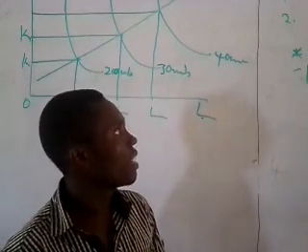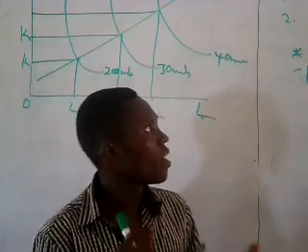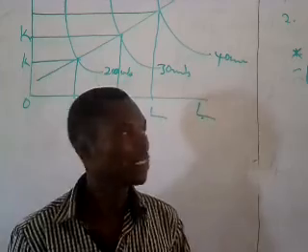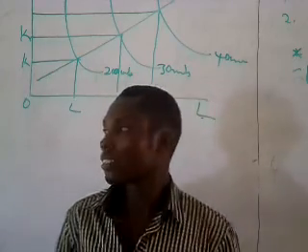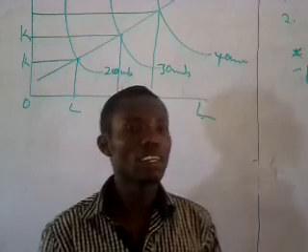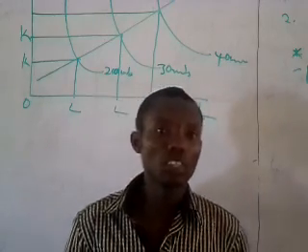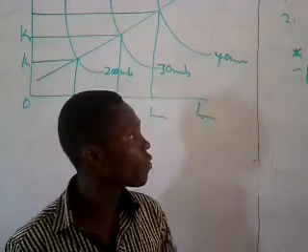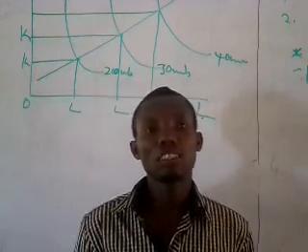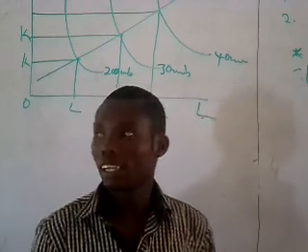I also mentioned that we have two main types of product line. We have short run product line and then long run product line. In the short run, one input is fixed and the other is variable. And in the long run, all inputs are variable. So in the long run, if you want to increase production, it means you must increase both capital and labor.